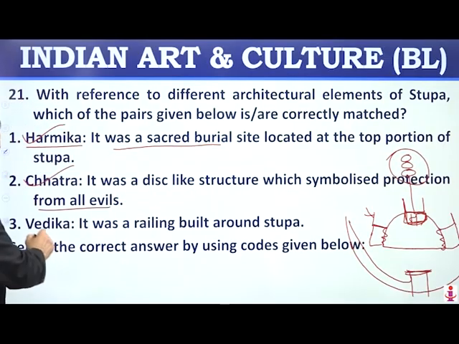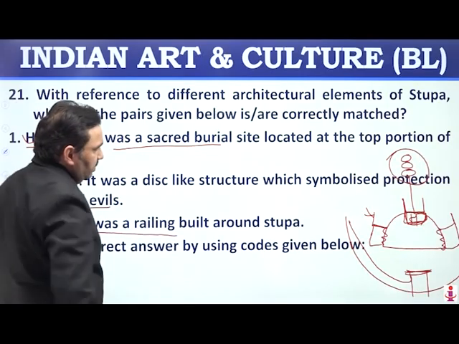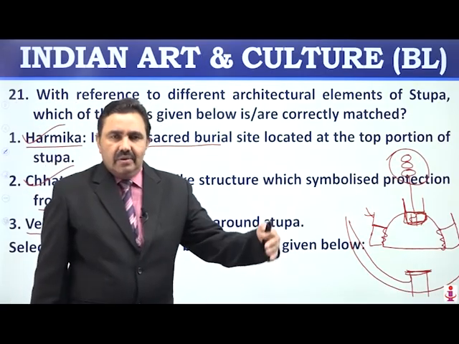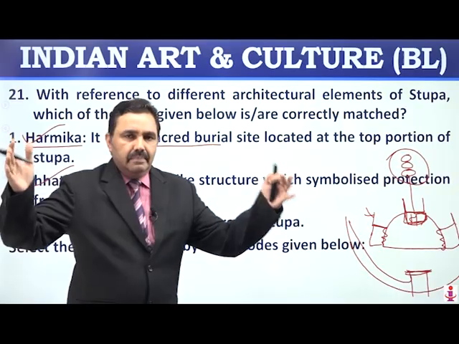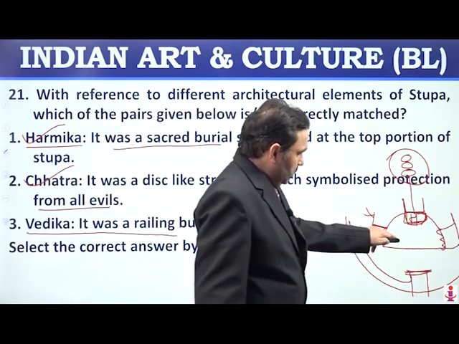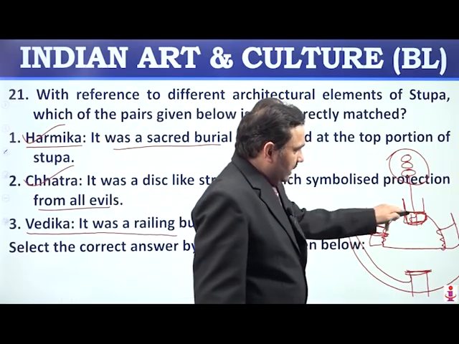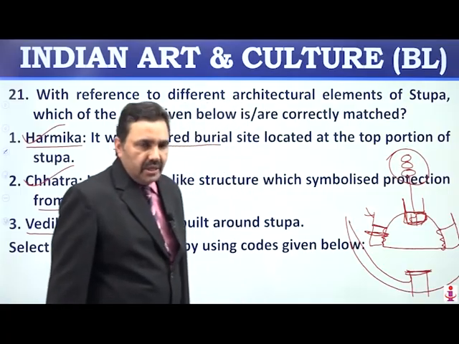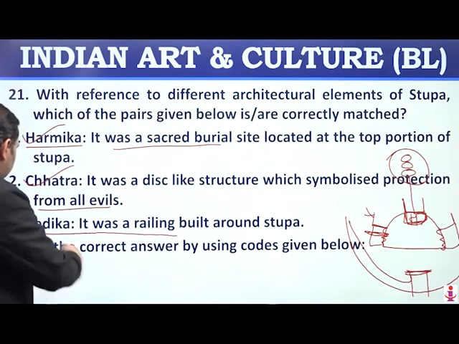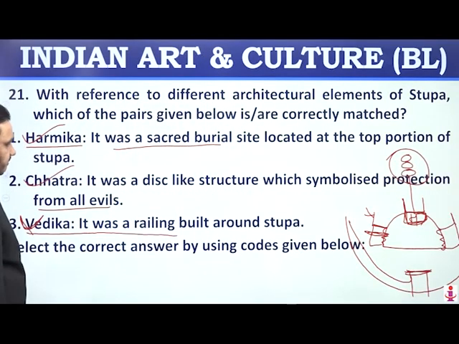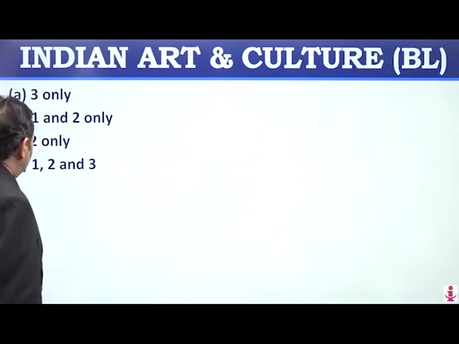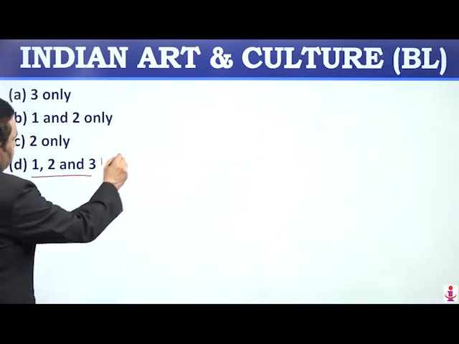Correct. Vedika means a railing built around the stupa at the ground level, at the level of Medhi. This wider portion was known as Medhi, and at the top, that is Harmika. So all the 3 statements are correctly matched here. 1 to 3, that is D.